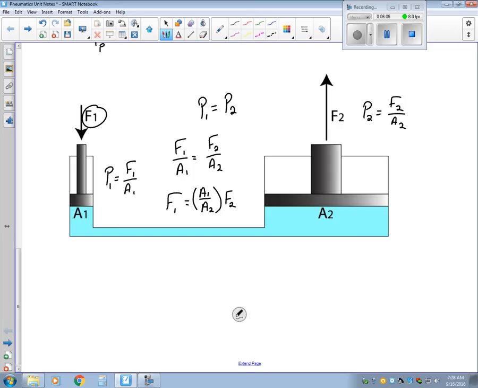Now that gives me my mechanical advantage, this right here. And that's one of your learning goals. So by doing a division of those two areas, I can calculate the mechanical advantage of this system. And this is how like a car jack would work. We got a small reservoir of oil that we can apply forces to, and then it lifts up the other side.